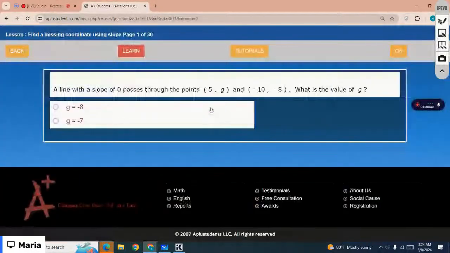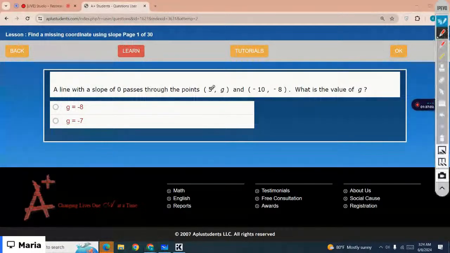Okay, a line has a slope of 0, passes through the points 5, g and negative 10, negative 8. What is the value of g? Let's just calculate the value, right? The slope is 0, right? We know that m equals y2 minus y1 divided by x2 minus x1. So m is 0. That is 0 equals y2 minus y1, negative 8 minus g divided by x2 minus x1, right?